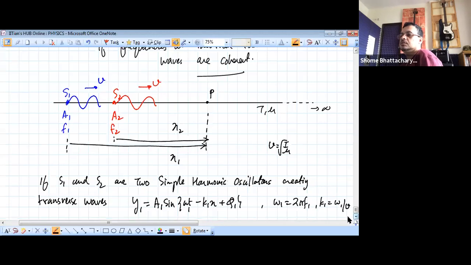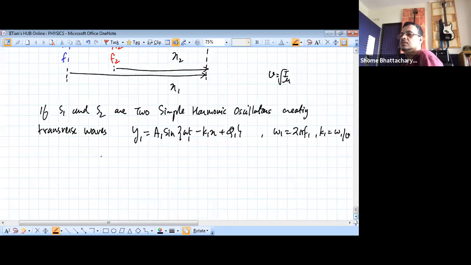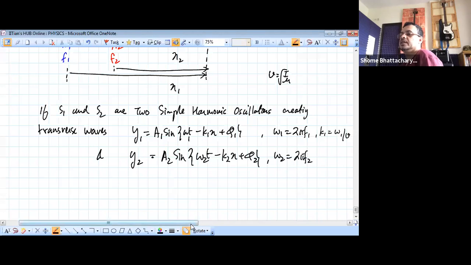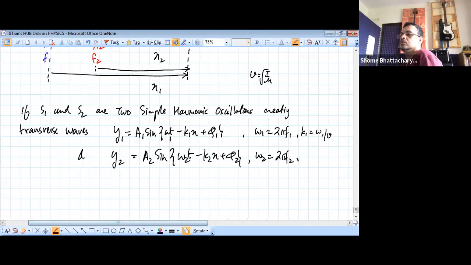And similarly, the second one is y2 equals A2 sine(omega 2 t minus k2 x plus some phase constant phi 2), where omega 2 is 2 pi f2, and accordingly k2 is omega 2 by v. Okay. Then at the point P, the net displacement will become the displacement due to y1 plus y2.